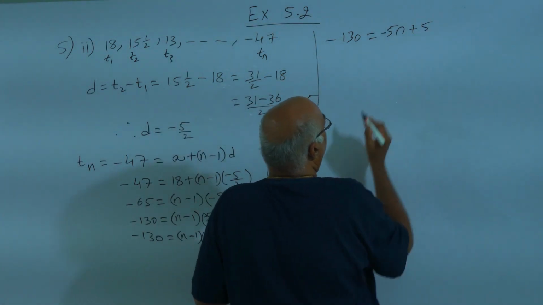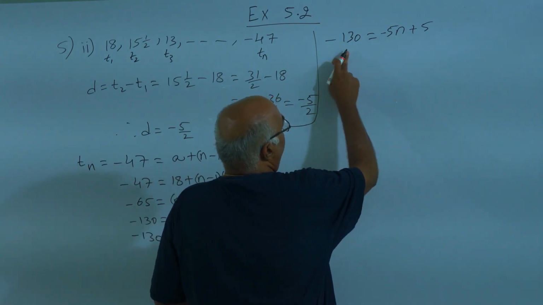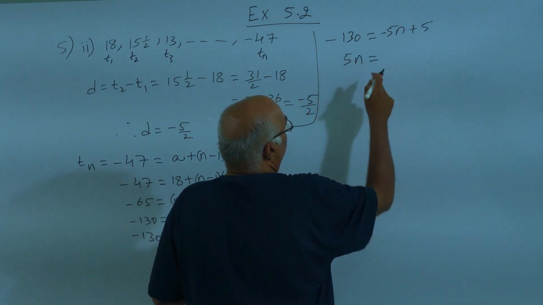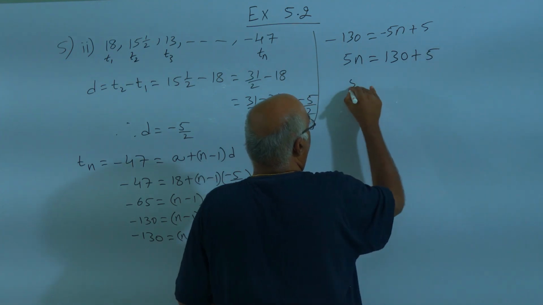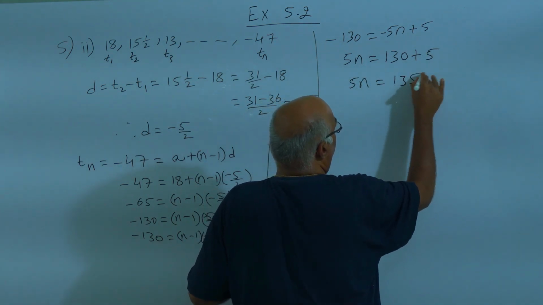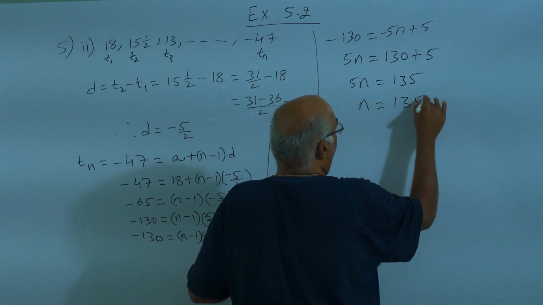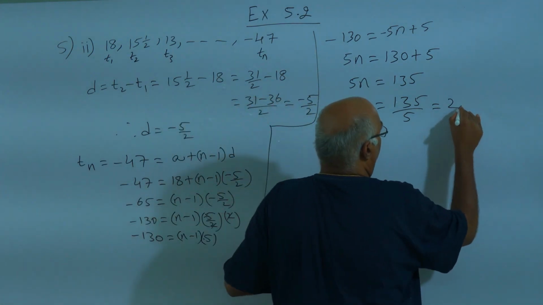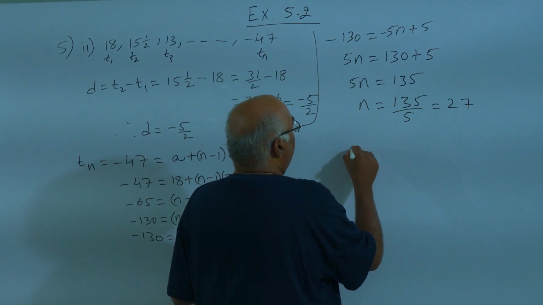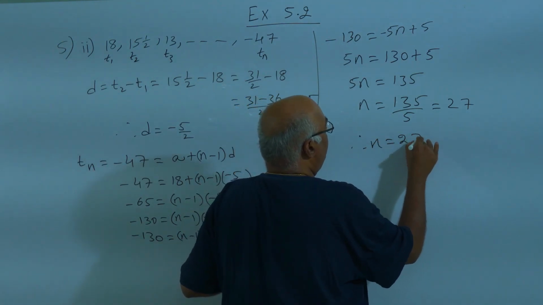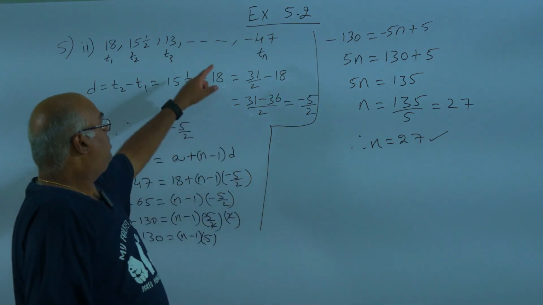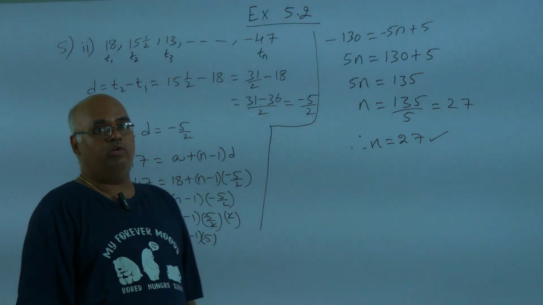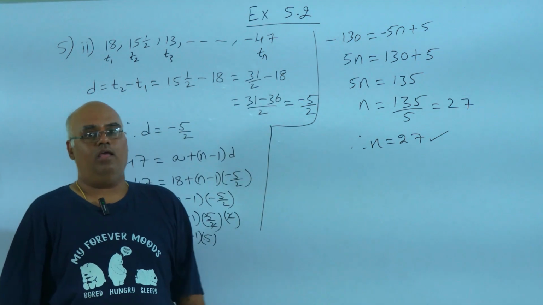This is minus 5n. So if I bring this minus 5n to this side and if I take minus 130 to the other side, we will get 5n is equal to plus 130 plus 5. So 5n is equal to 135. So n is equal to 135 by 5. So this is equal to, 5 2s are 10 and 5 7s are 35. Therefore, the value of n is equal to 27. This is the required answer. So the total number of terms in the given arithmetic progression is 27. So there are a total of 27 terms in this given arithmetic progression.